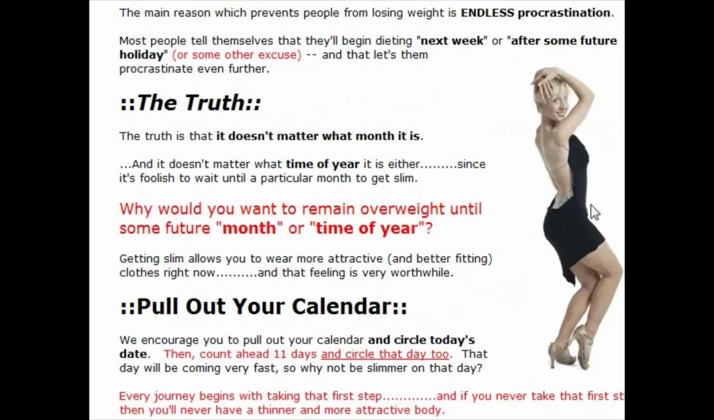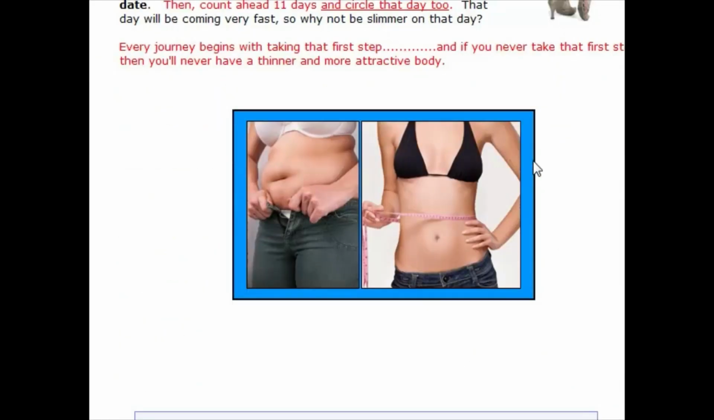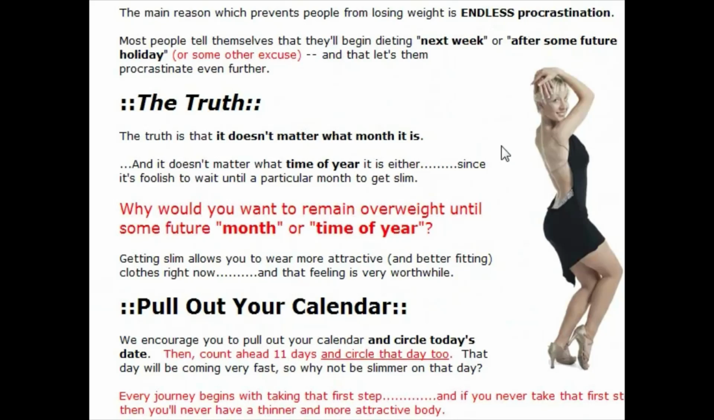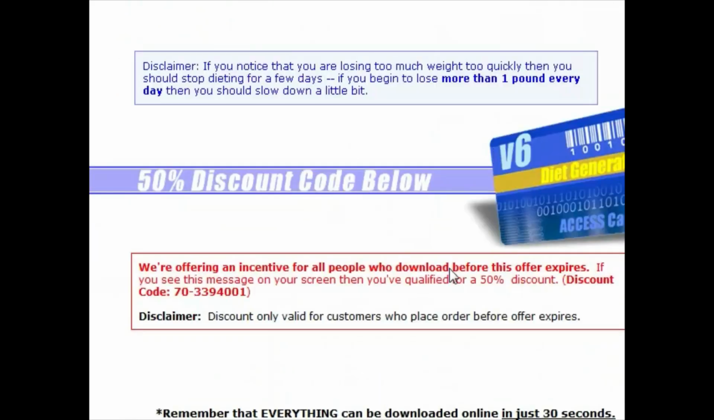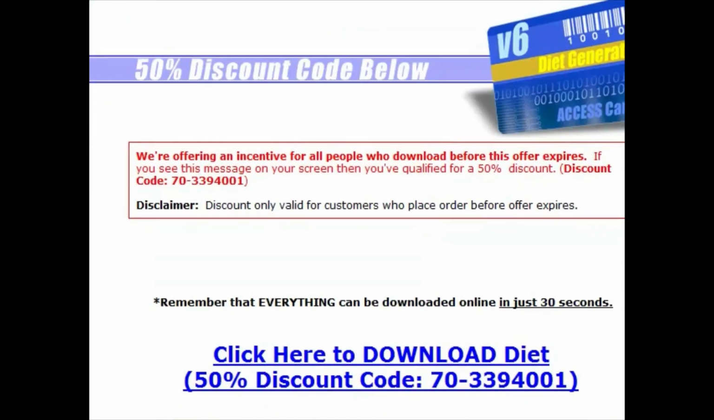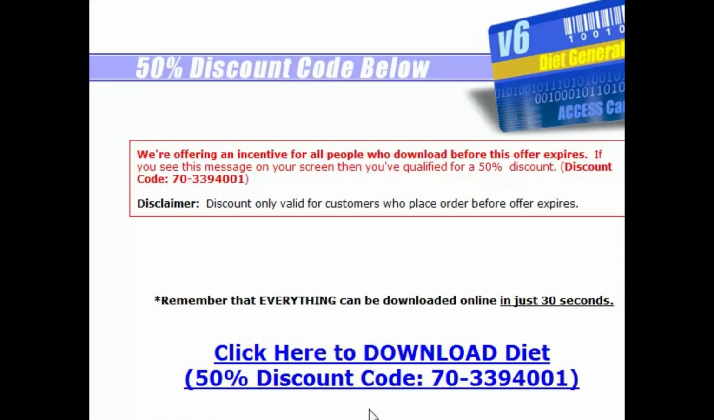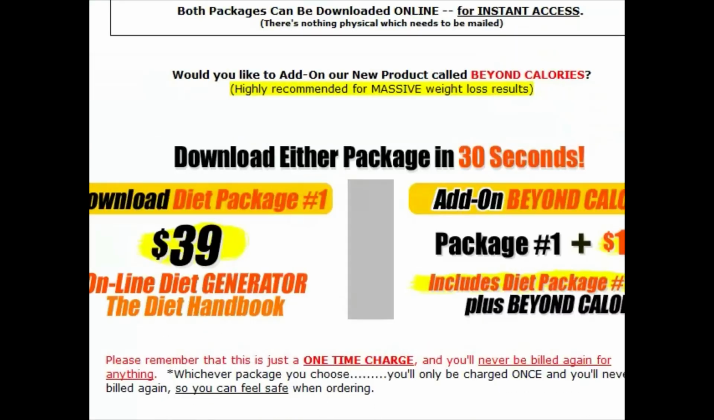This is what you're going to look like. Obviously, this is tiered towards women. All right, I'm going to start paying attention to the demographics. Everything in here is for women. Oh, and then they're offering a discount code. Okay, so you could use that. Click here to download the diet with a 50% discount code.